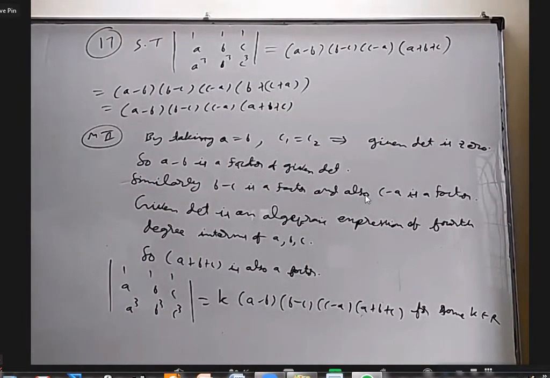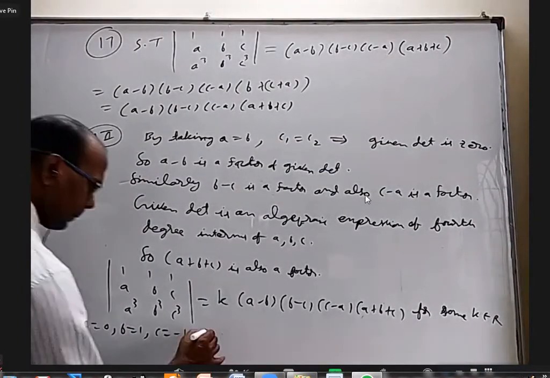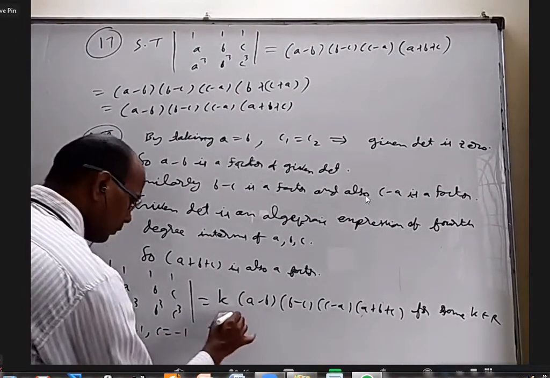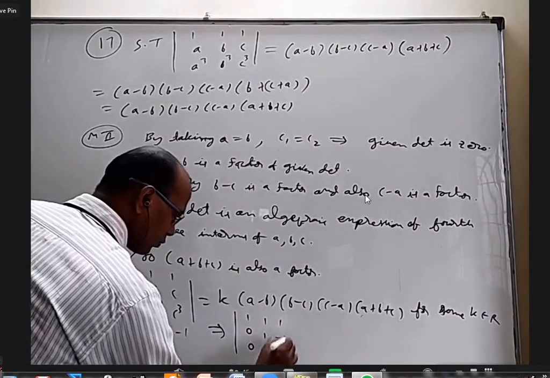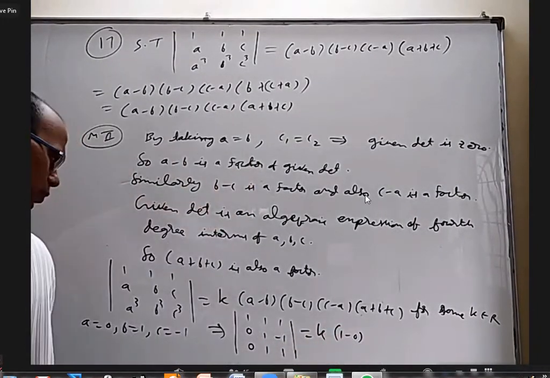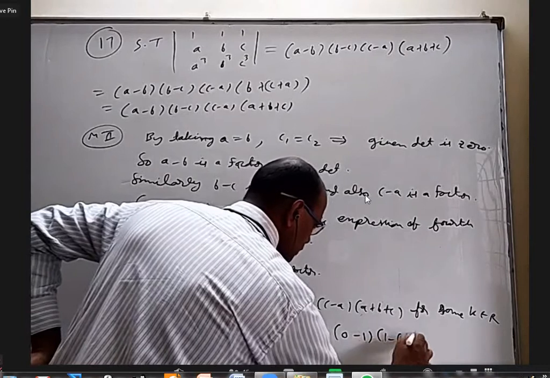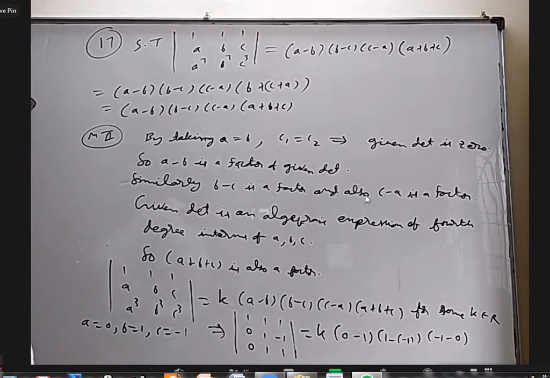But how to find that K? You take some numbers like the previous one. Not that you always take that only. I can even take A equal to 0, B equal to 1, C equal to minus 1 also. That's not a big deal. Then the determinant 1, 0, 0, 1, 1, 1, 1 minus 1, 1 equals K into 0 minus 1, 1 minus minus 1, minus 1 minus 0. And what about their sum? Oh, it's not a good choice because A plus B plus C is 0.